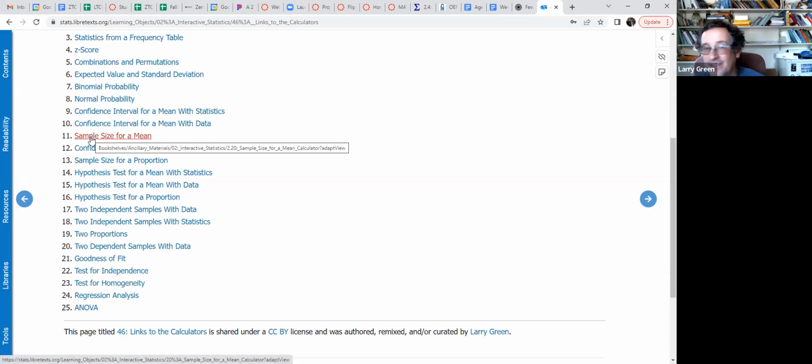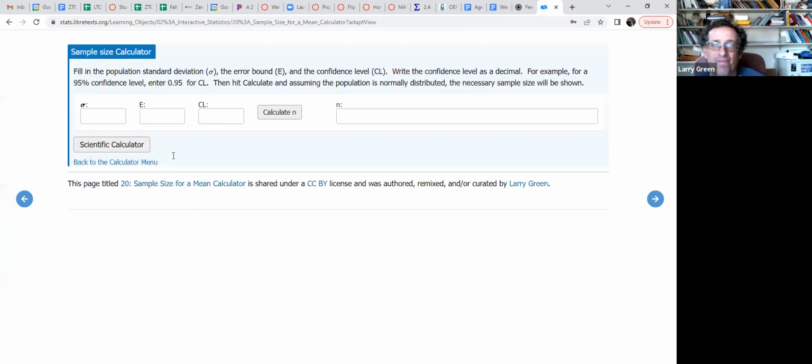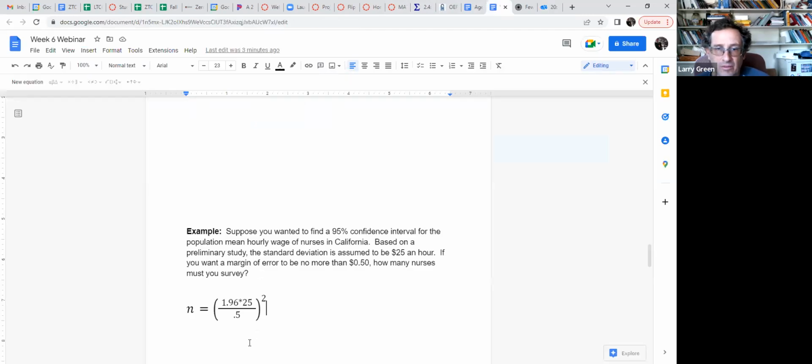Do you see? So I can click on sample size for a mean. It asks for a sigma, which was 25. It asked for E, which was 0.5. And it asked for the confidence level. And we wanted 95%. So 0.95. And it's 9,604. So what we need to do is survey 9,604 nurses.